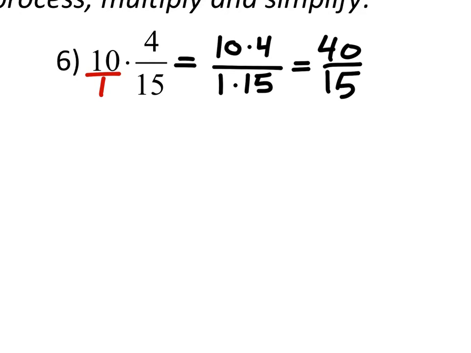To simplify this, we want to change this into just a simplified form of this. So, again, we got a 0 and a 5, two numbers that end in either one of those, so we know that we can divide both these by 5 at least. 40 divided by 5 is 8. 15 divided by 5 is 3.